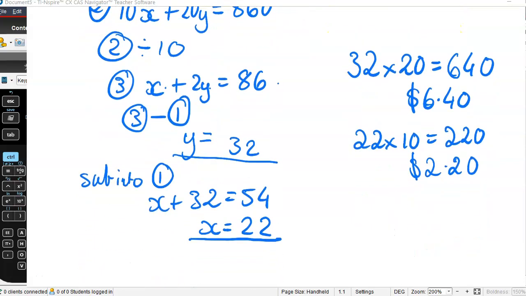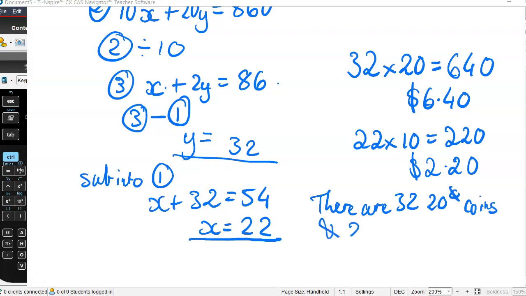So there are 32 20-cent coins and 22 10-cent coins.